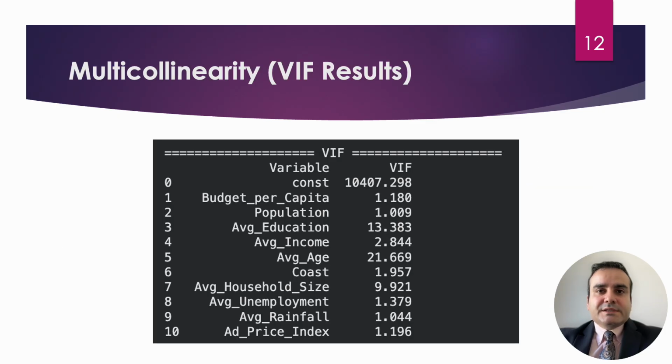The variance inflation factor results indicate that some demographic variables exhibit high multicollinearity. In particular, average age and education show high VIF values, suggesting a strong correlation among explanatory variables. Multicollinearity inflates standard errors and may explain why many control variables are statistically insignificant. However, the VIF for budget per capita is low, meaning that the estimated effect of budget is not distorted by multicollinearity.